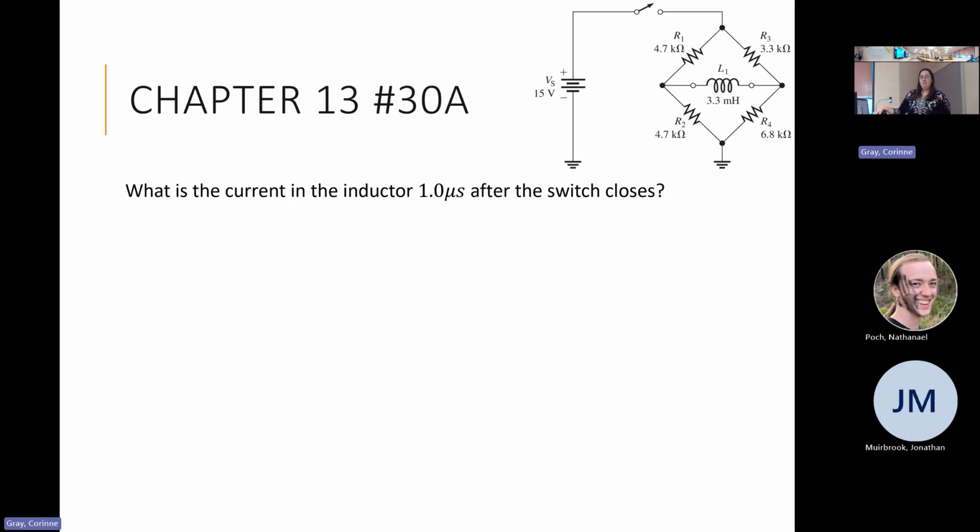So it's the same circuit. We have already very conveniently figured out the tau value, where if we didn't round it, would be equal to 0.72182 microseconds. So how can I find the current in the inductor 0.1 microseconds after the switch closes? Which equation should I use?